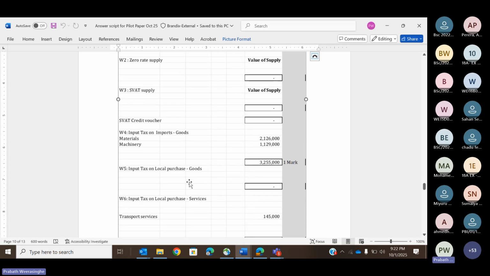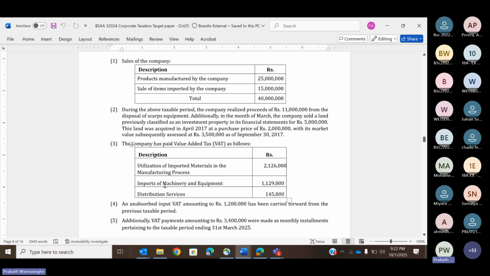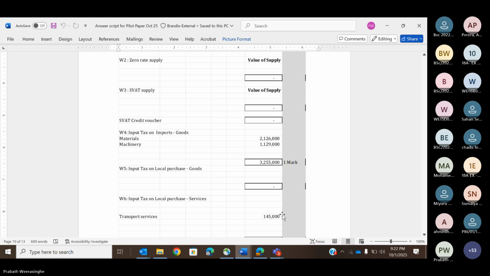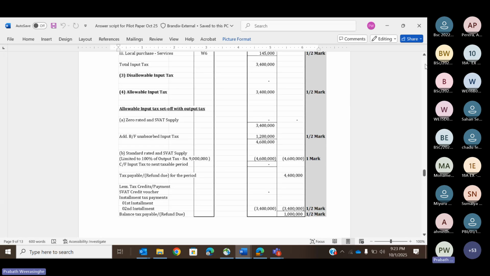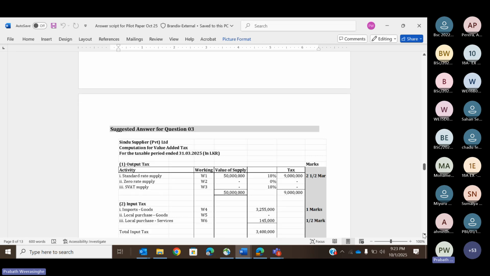Then local purchase of goods, if there are any, yes. Services, if there are any, yes. In discussion, I think only one. It could be, say, imported or local purchase, that type of thing, right? So that's the total input tax incurred for the period. It comes here in this way: input tax on imports, then local purchases, local purchase services, right? Altogether we have so much.